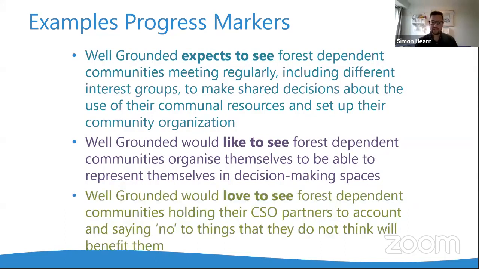The third level is love to see. Well-grounded would love to see forest-dependent communities holding their CSO partners to account and saying no. And this, in Well-grounded's analysis, would be a very high-level change, quite revolutionary in a way, because it's about power. It's about addressing a power imbalance between CSOs and forest-dependent communities. And that for them is something that they would love to see, not something that's easy to achieve. And maybe they wouldn't even see it in the life of their project.